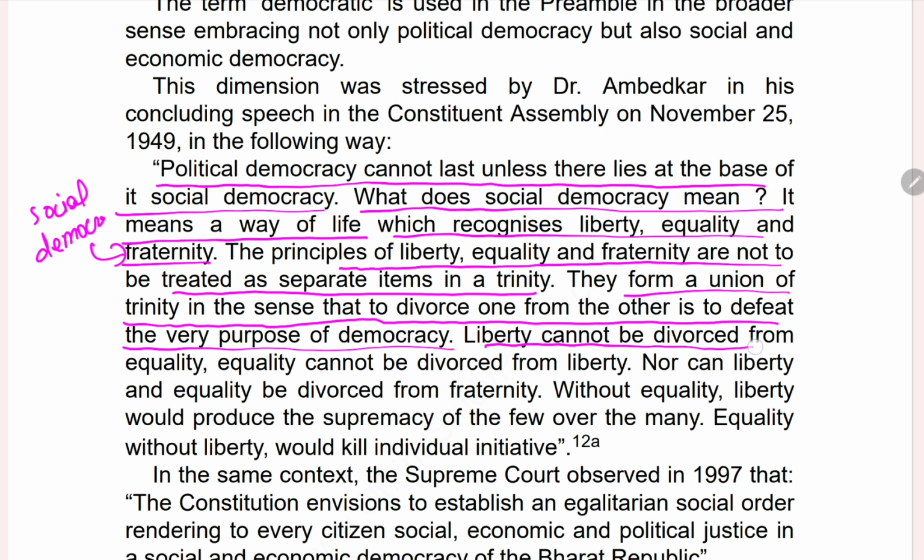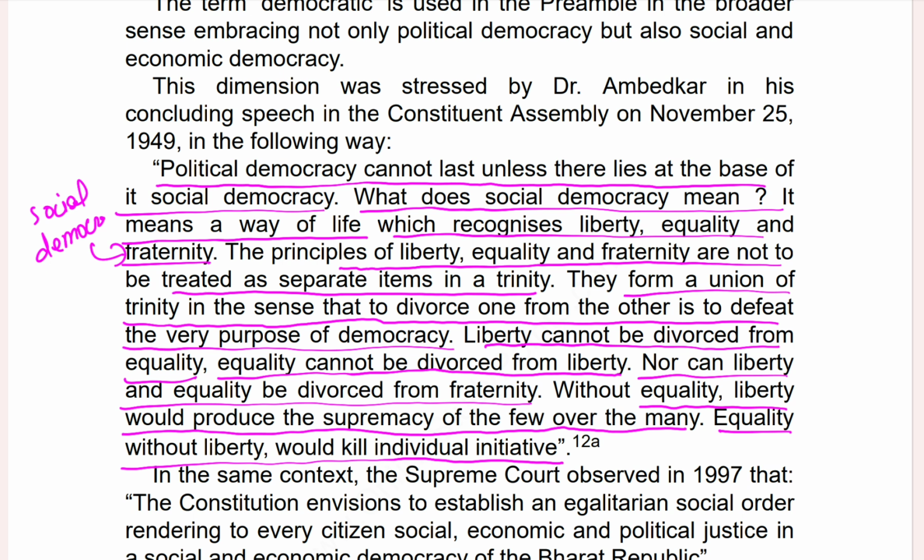Liberty cannot be divorced from equality, equality cannot be divorced from liberty, nor can liberty and equality be divorced from fraternity. Without equality, liberty would produce the supremacy of a few over the many, and equality without liberty would kill individual initiative. This is how B.R. Ambedkar defined the concept of social democracy. The fabric of social democracy, that is liberty, equality, and fraternity, cannot be separated from each other.